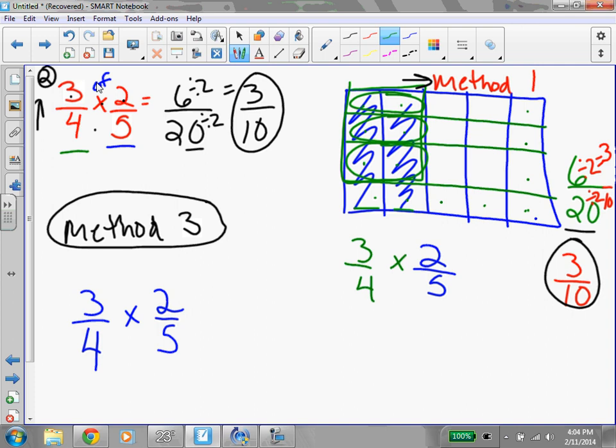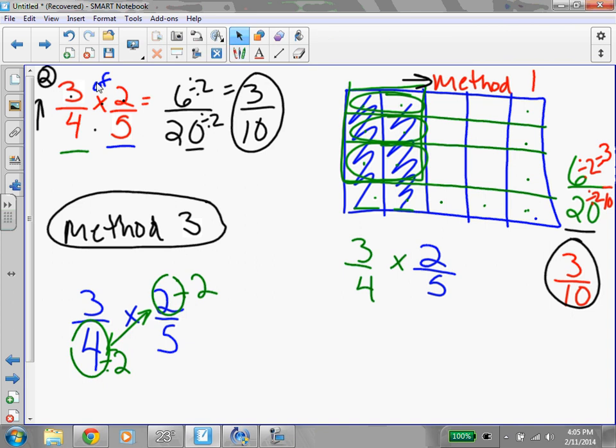I am going to simplify first. So method 3 is a simplify first method. How am I going to do that? Well, I'm going to look at my fractions kind of in a diagonal sense here. So I'm going to look at the numerator in this fraction and the denominator in this fraction, and I want to try and figure out what number can be divided into both of them, if any. And in this case, there is a number. 2 can be divided by 2, and 4 can be divided by 2.